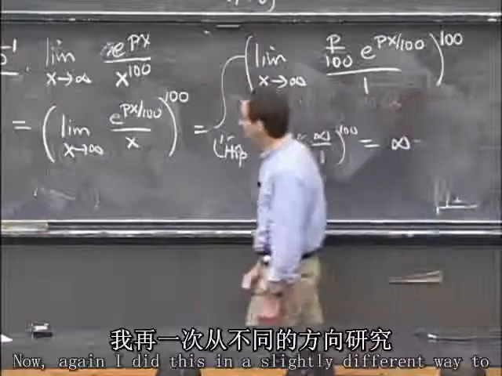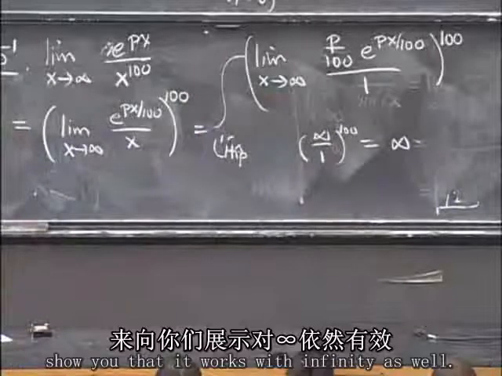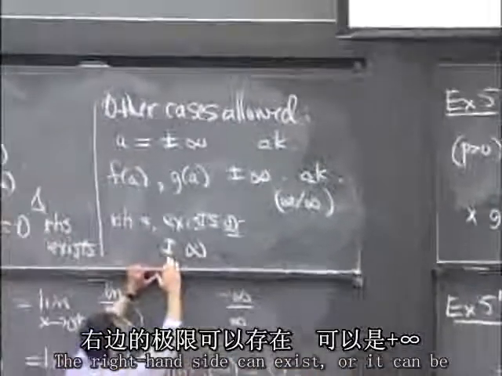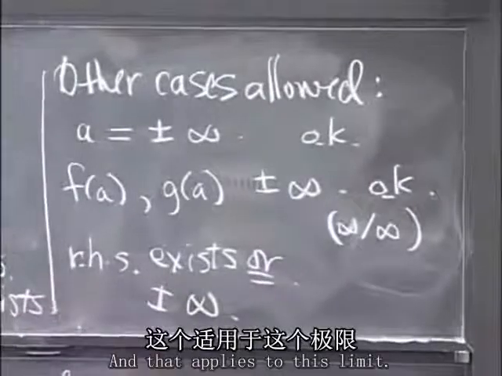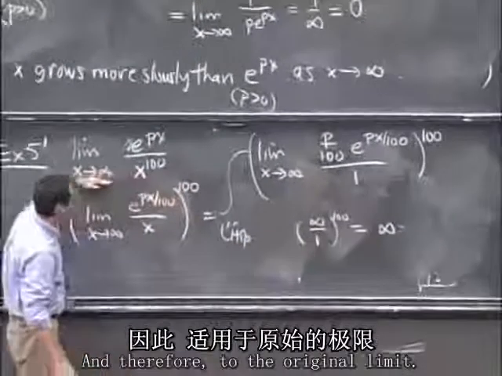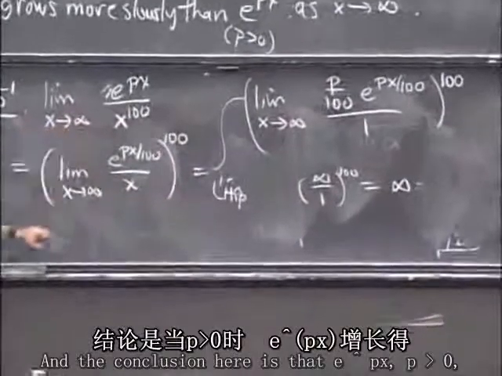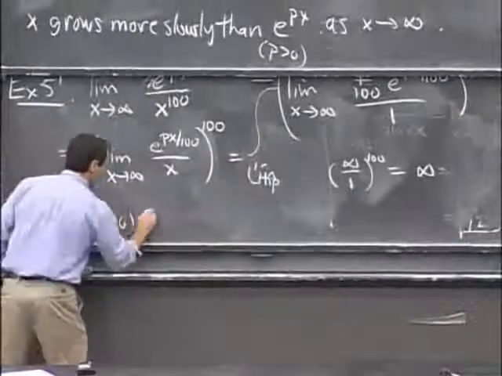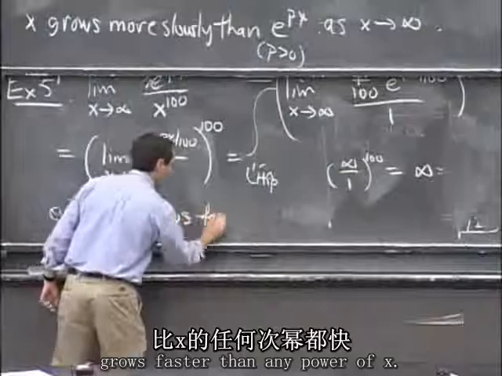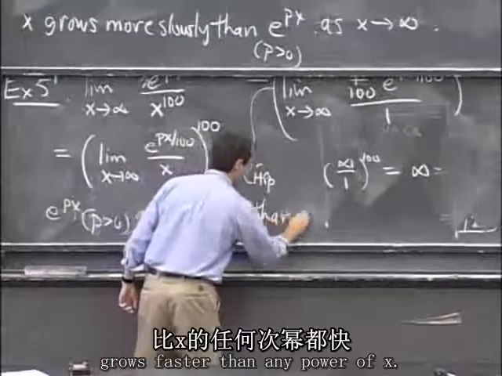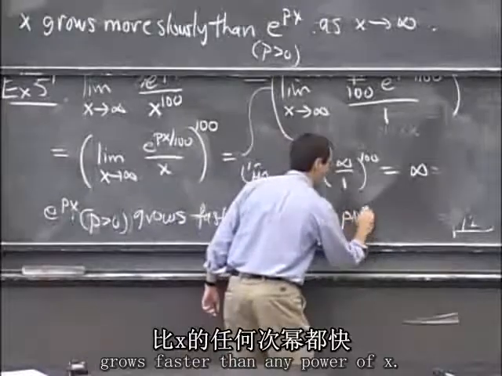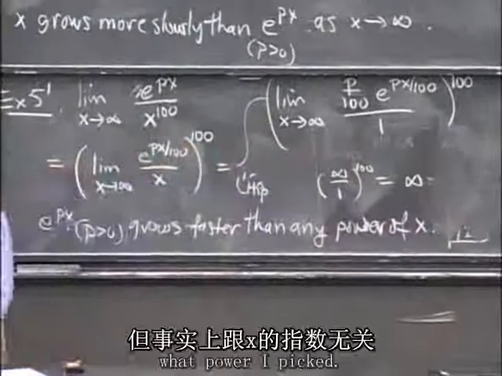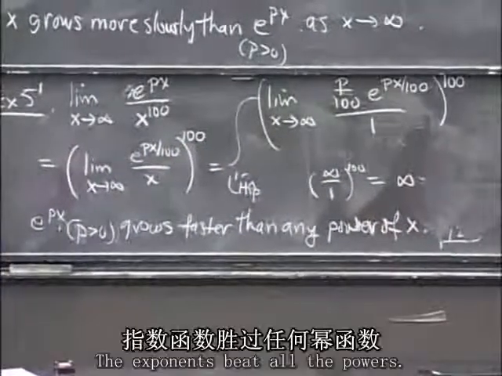Now, again, I did this in a slightly different way to show you that it works with infinity as well. So that was this other case. The right-hand side can exist, or it can be plus or minus infinity, and that applies to this limit and therefore to the original limit. And the conclusion here is that e to the px, p greater than 0, grows faster than any power of x. I picked x to the 100, but obviously it didn't matter what power I picked. The exponentials beat all the powers.